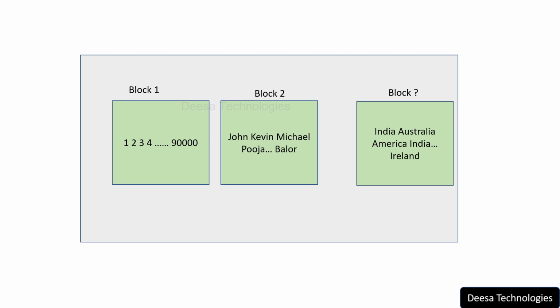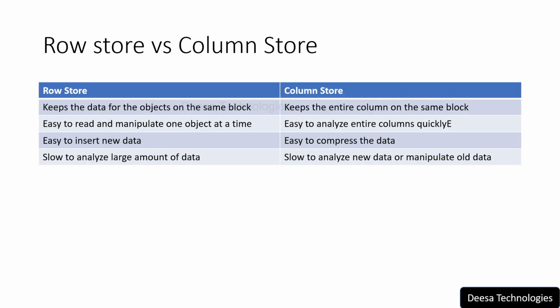Just to summarize, what are row storage and column storage, and their advantages and disadvantages? Row storage keeps the data of one record on the same block. Column storage keeps the entire column's data on the same block. Because we have the same record on the same block, it is easy to read and manipulate one record at a time in the case of row storage. So this is more transactional.